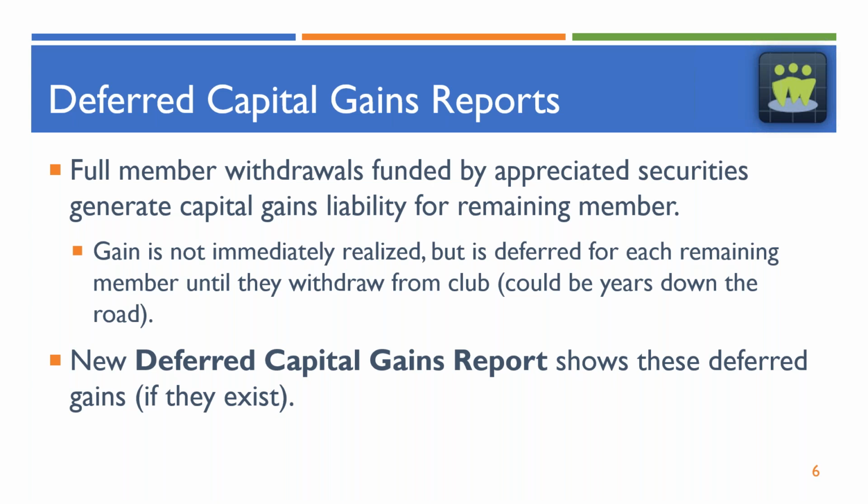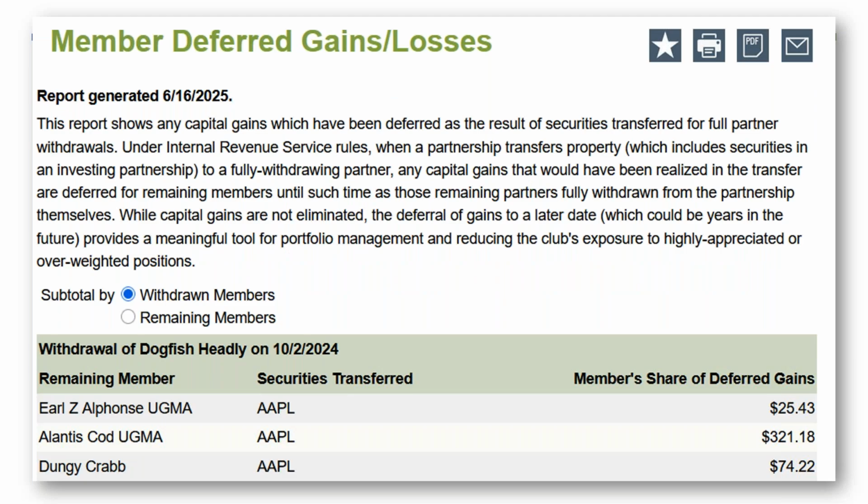First things first, this is one of the very newest ones, the deferred capital gains reports. If you've looked at the complete journal ledger at any point in time, you've probably noticed a column that says unrealized gains. This deferred capital gains report is an expansion of that. It details what all those capital gains are. You can show it by the member who's withdrawn, or by the members who are remaining. It gives you more information than just the single line on the complete journal ledger.